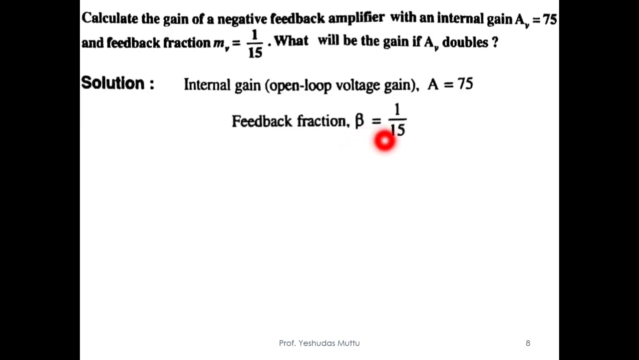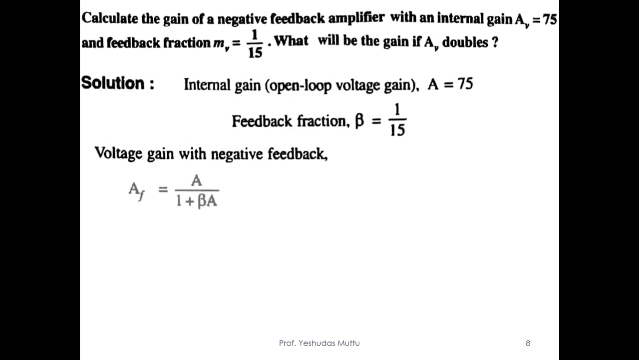Feedback fraction beta is 1 upon 15, it's given to you. Voltage gain with negative feedback, AF is equal to A upon 1 plus beta A. This formula is clear to you all because we had derived it. Substitute, get the answer. Please do check these answers.